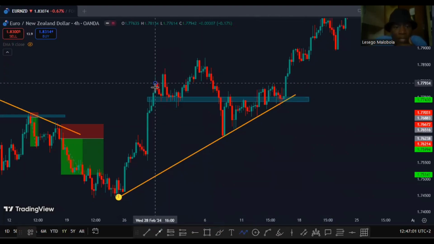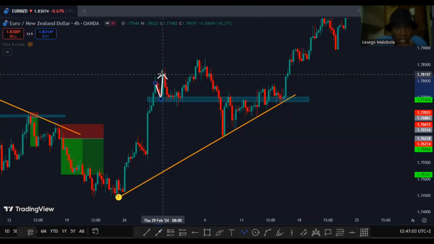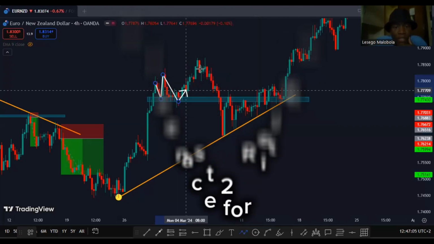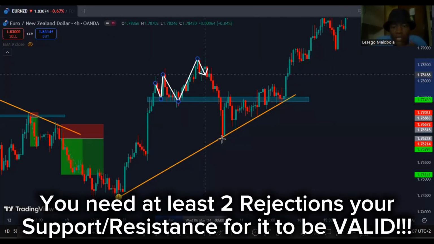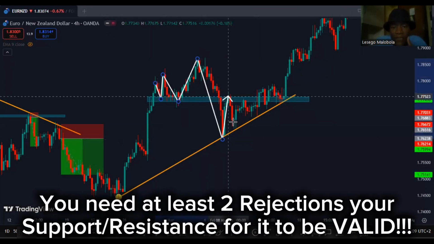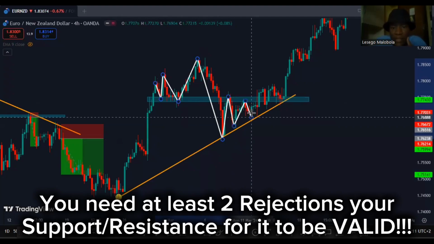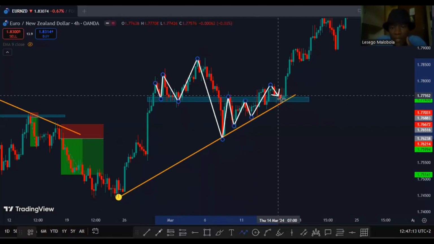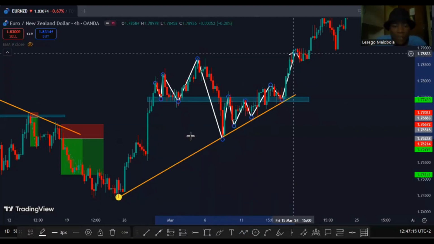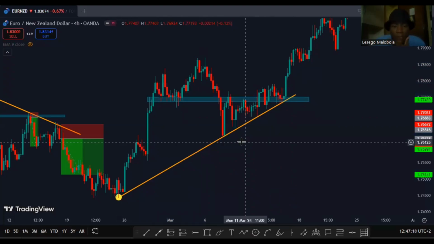Why do I say that? Price came here once, rejected, went up, came back again, rejected, went up. Hence why you can see that price has been respecting. Even here it resisted, now resisted, came back, and then now it's supporting. So we have multiple rejections on that support level.